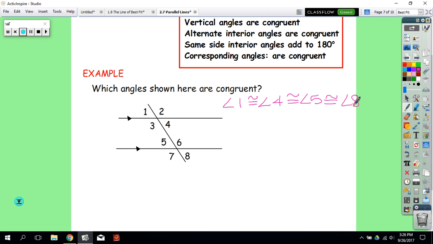And by the same process, 2 and 3 are vertical angles. And we know that 2 and 6 are corresponding angles, and corresponding angles are congruent. So we can also say that 2 and 3 are also congruent to 6, angle 6. And angle 6 and angle 7 are vertical angles. And so we can also put angle 7 in there.